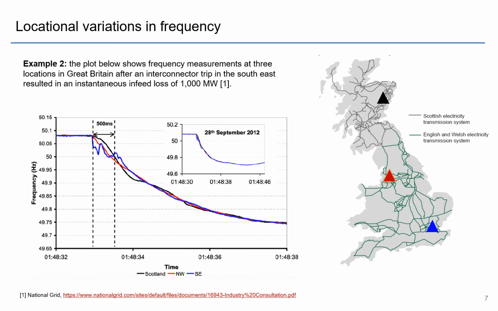A second example is from Great Britain, and here we can see the frequency trace from an interconnector trip in the southeast. I believe there was an interconnector to the Netherlands. Here, in three frequency measurement locations, one in the southeast, one in the middle of Great Britain, and one up in Scotland, you can see that the frequency is not the same, and actually there are some oscillations around a sort of average trace here as well.